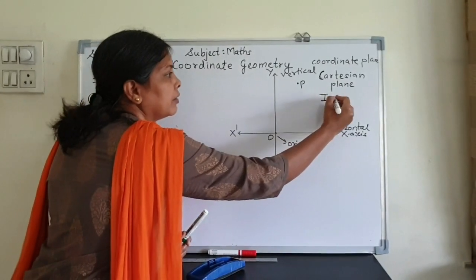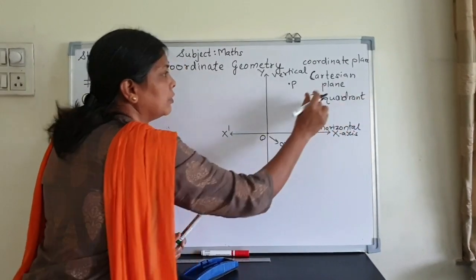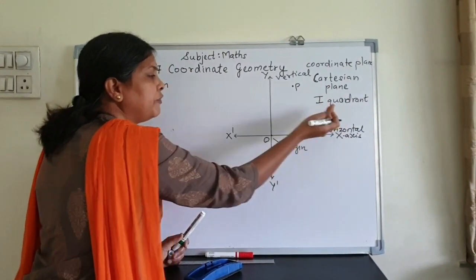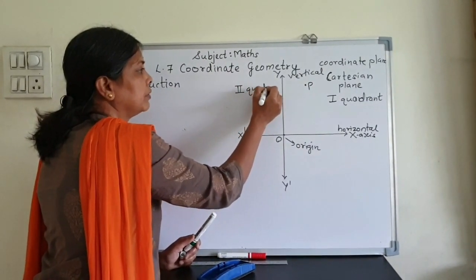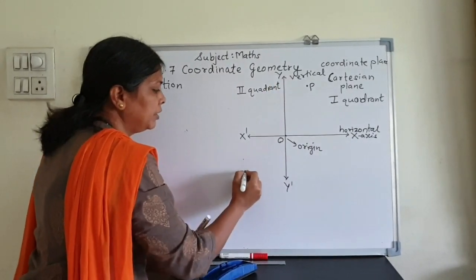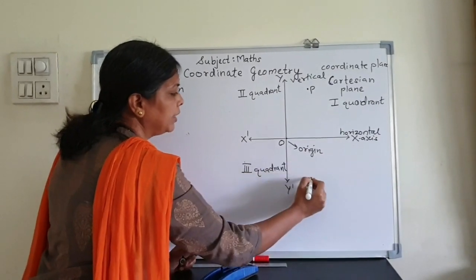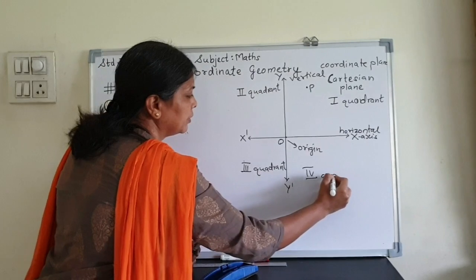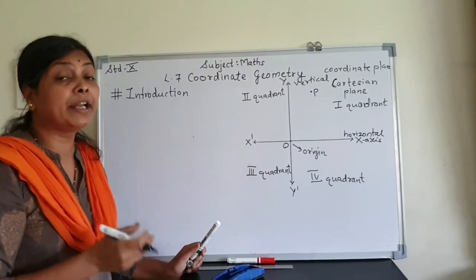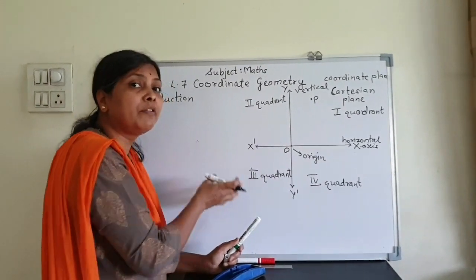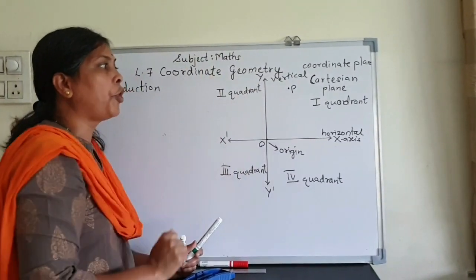So we start naming this as the first quadrant. Now if you go anti-clockwise, then here we get the second quadrant. Then here is the third quadrant. And here the fourth quadrant. All these things you have learned in 9th standard, and again and again I am telling you. Now we will go back to our question, that is the position of point P.